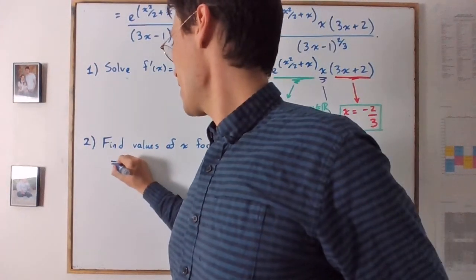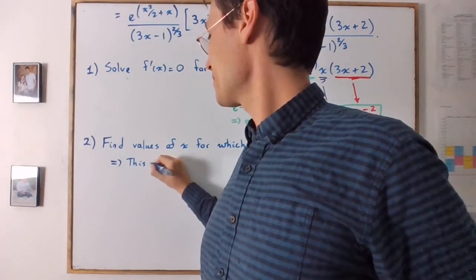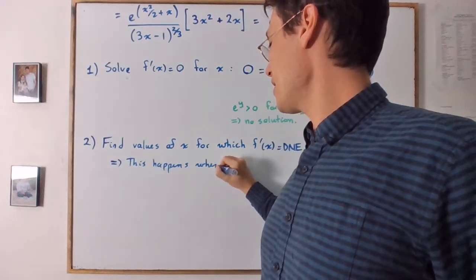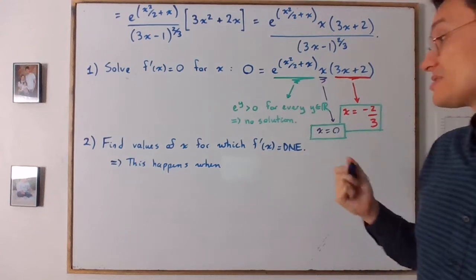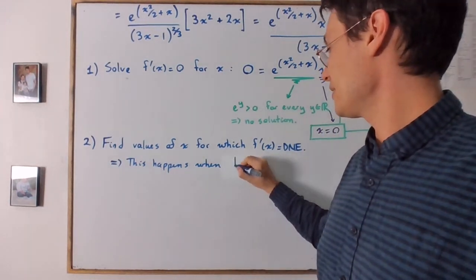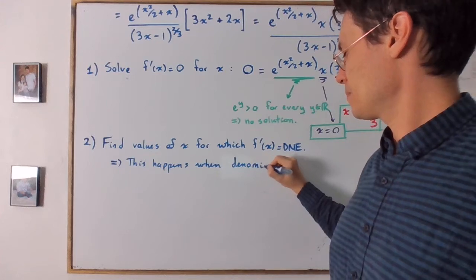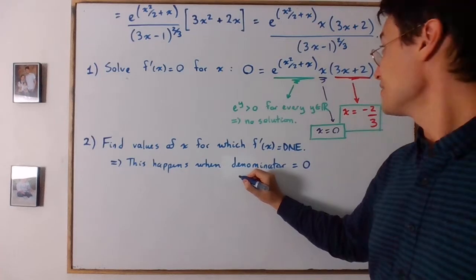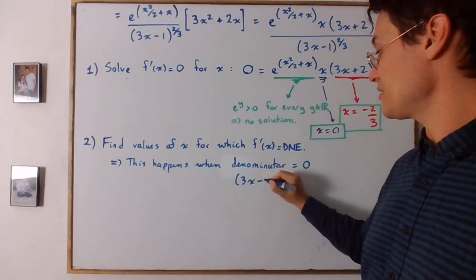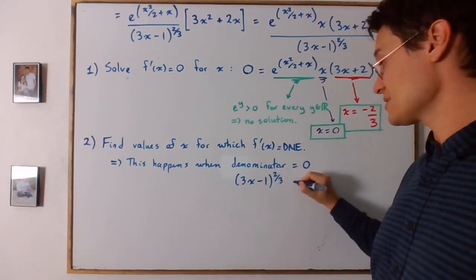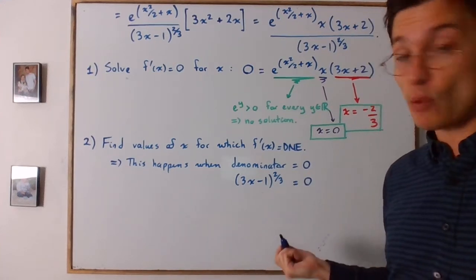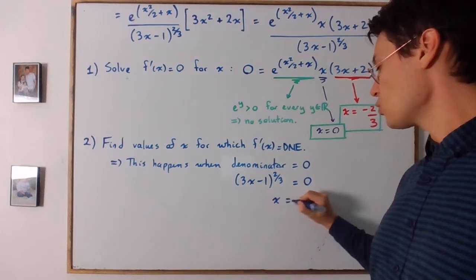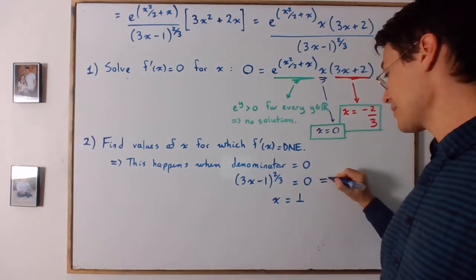Okay, so this happens, for example, when the denominator is equal to 0. So in this case, this happens when 3x minus 1 to the power of 2/3 is equal to 0. And solving that equation is quite easy. It will happen when x is equal to 1/3. And actually, I'm going to write it over there.